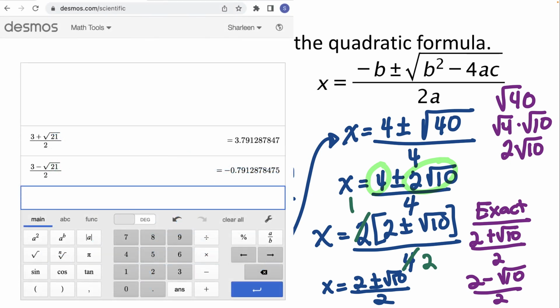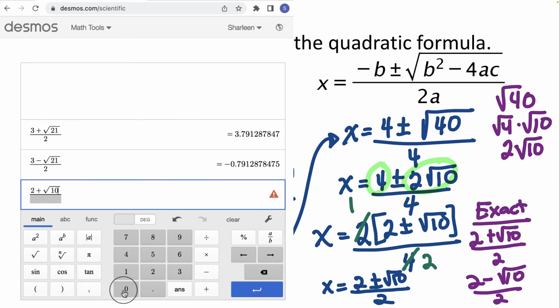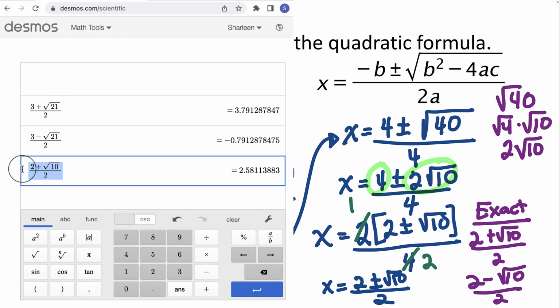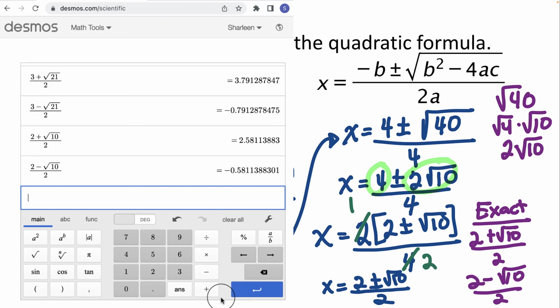Let's use the Desmos scientific calculator to convert these values to approximate values. Once again, I'll use the fraction key, and then I'll enter 2 plus the square root of 10 into the numerator, divided by 2, and then press enter. So our first solution in an approximate form would be 2.581 rounded to 3 decimal places. Now let's copy and paste that, change the addition sign to subtraction, and then press enter again. And the second value will be -0.581.